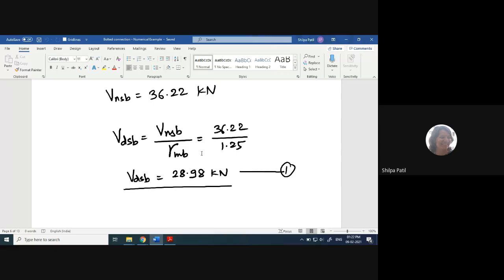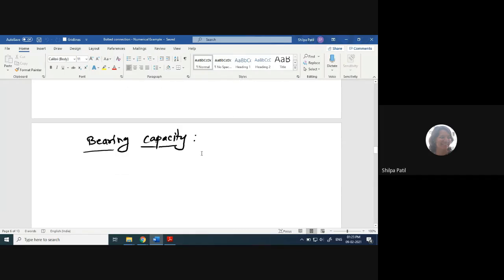We also have to find the next capacity, that is the bearing capacity or bearing strength of the bolt. Yesterday I already informed you to calculate the bearing capacity of the bolt. I don't know how many of you have solved the problem. Let us solve it today. Just tell me the formula, how to find the bearing capacity of the bolt.